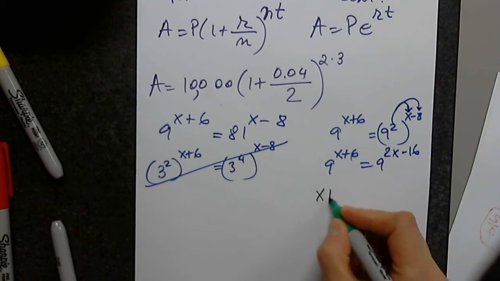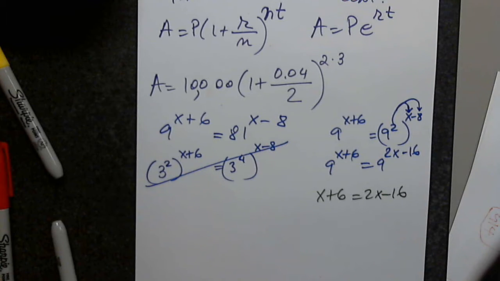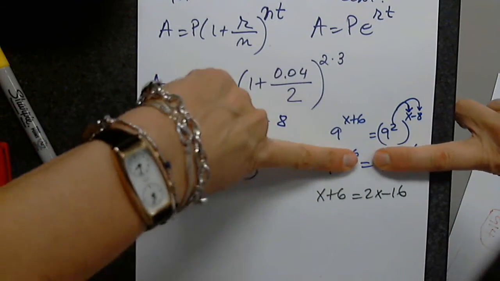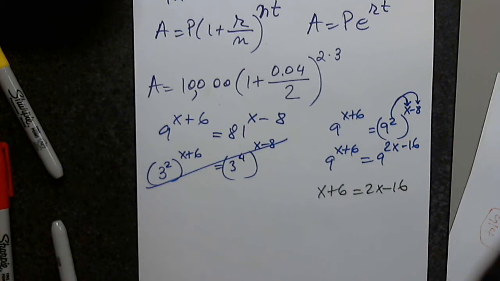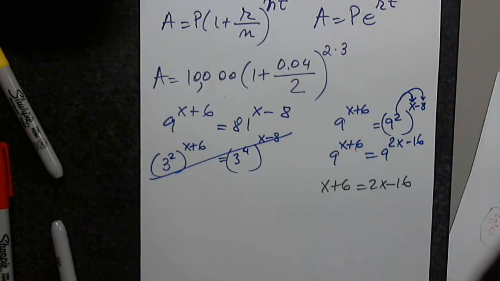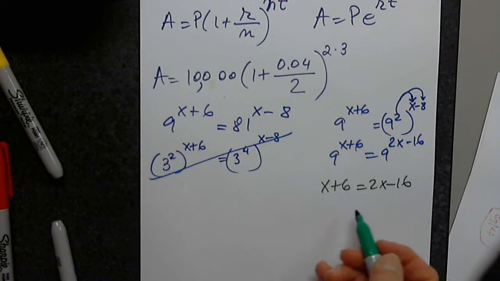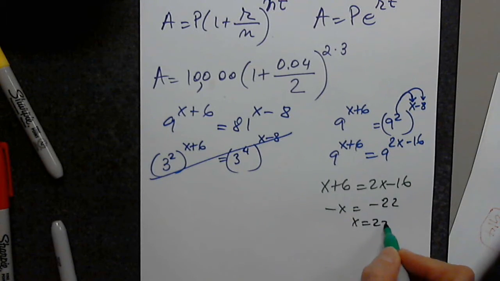So then I have x plus 6 equals 2x minus 16. And remember, I did not cancel, I did not simplify, I did not do anything to the base. I only thought, okay, two numbers are equal and they have the same base. If they don't have the same base, this procedure doesn't work. Therefore, their exponents have to be the same. So then I move x, because now this is linear. Move x over and I get negative x. Move 6, and I get negative 22, so x equals 22.